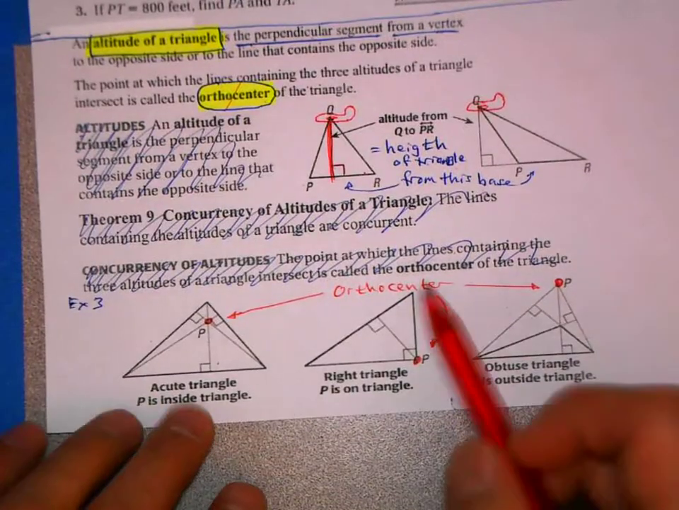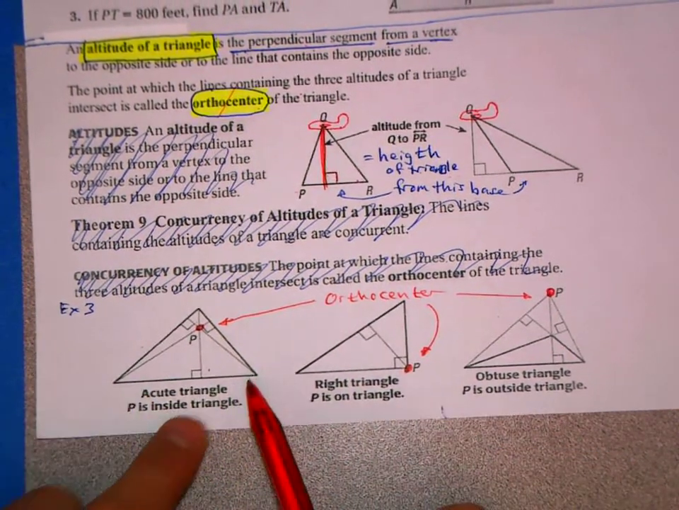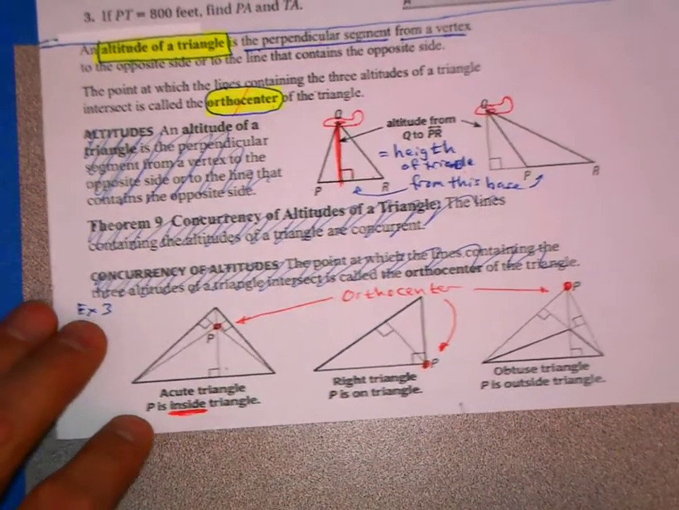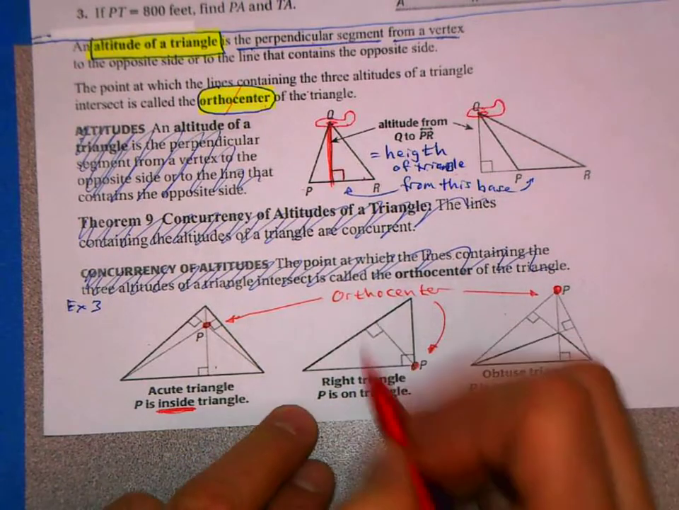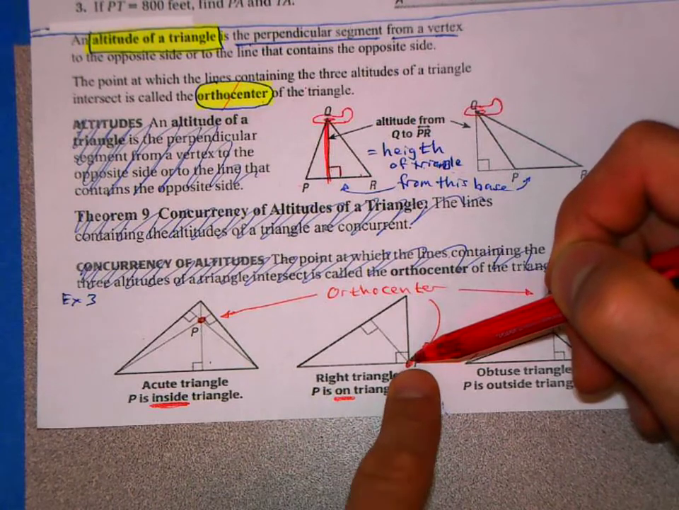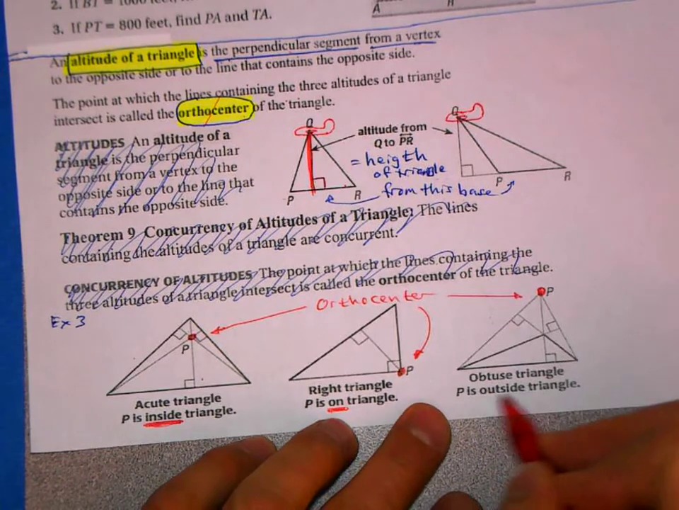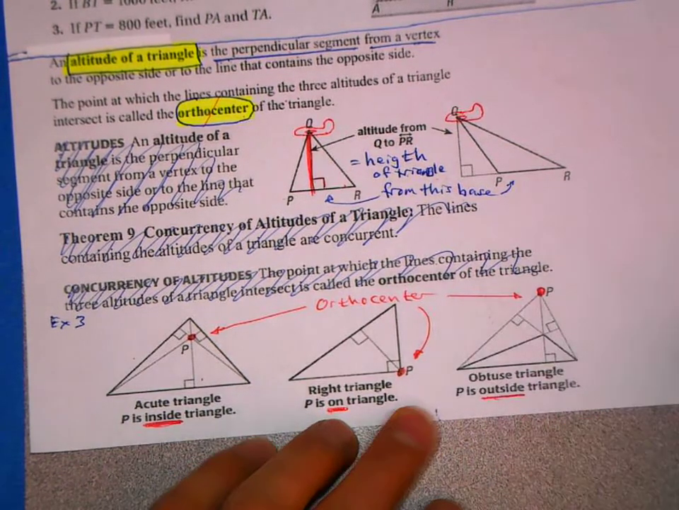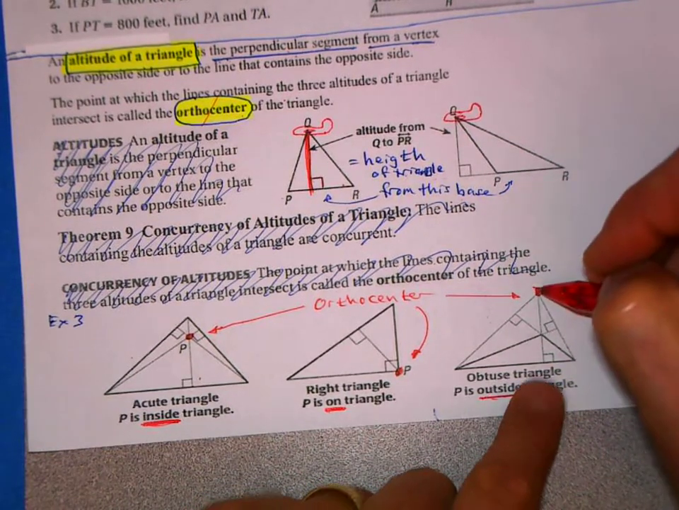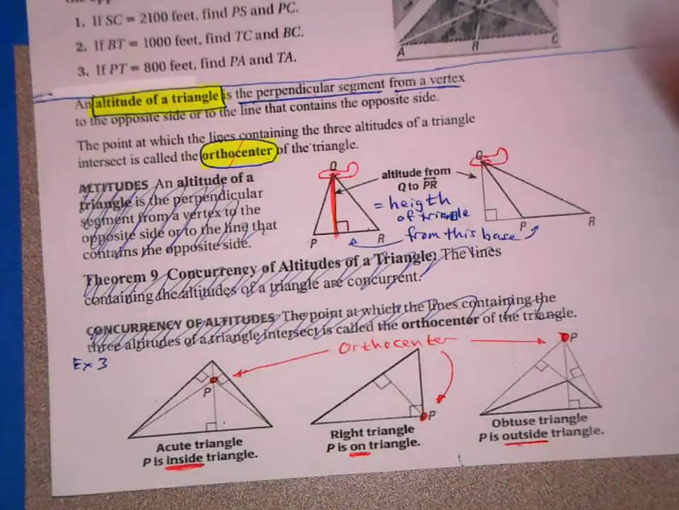And it's important to know that these orthocenters, in an acute triangle, the orthocenter is inside of the triangle. In a right triangle, the orthocenter is on the triangle. And in an obtuse triangle, the orthocenter is outside of the triangle. Here's your orthocenter way out here, outside of your triangle, when you have an obtuse triangle.